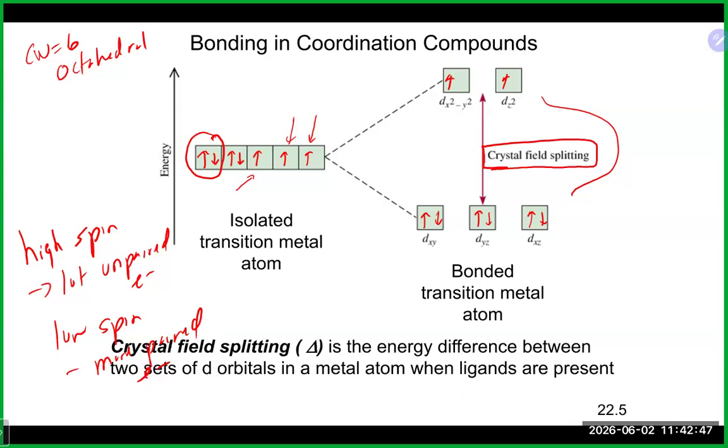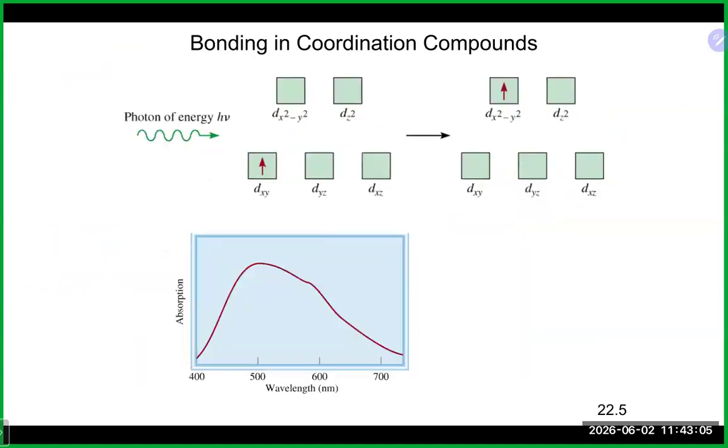Now, the crystal field splitting, like I said, is that energy difference between the lower set of d orbitals and the higher set. And typically, what we would be looking at here is the transition metal in the middle of the complex ion. So that's the metal that we're looking at and the number of d electrons that it has.